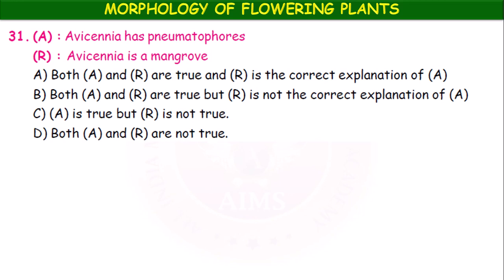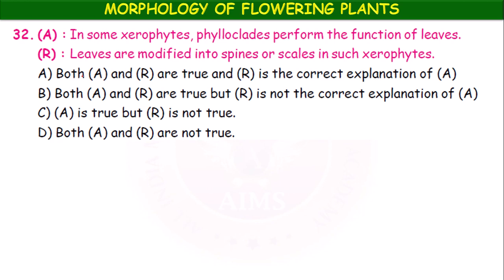Next, Assertion: Avicennia has pneumatophores. Reason: Avicennia is a mangrove. Yes, both assertion and reason are correct. Pneumatophores means breathing roots. Breathing roots are present in the mangroves. Mangroves grow in the marshy soils. Okay, so both assertion and reason are correct, and the reason is the correct explanation of assertion.